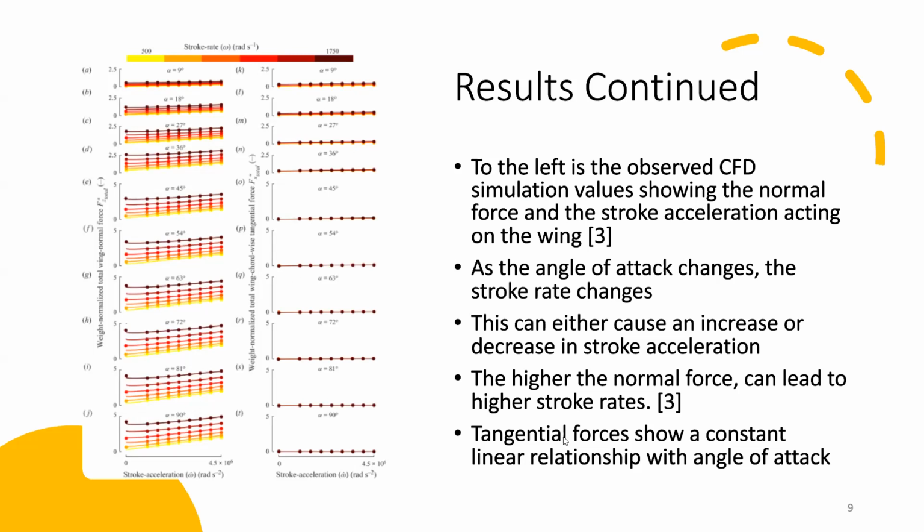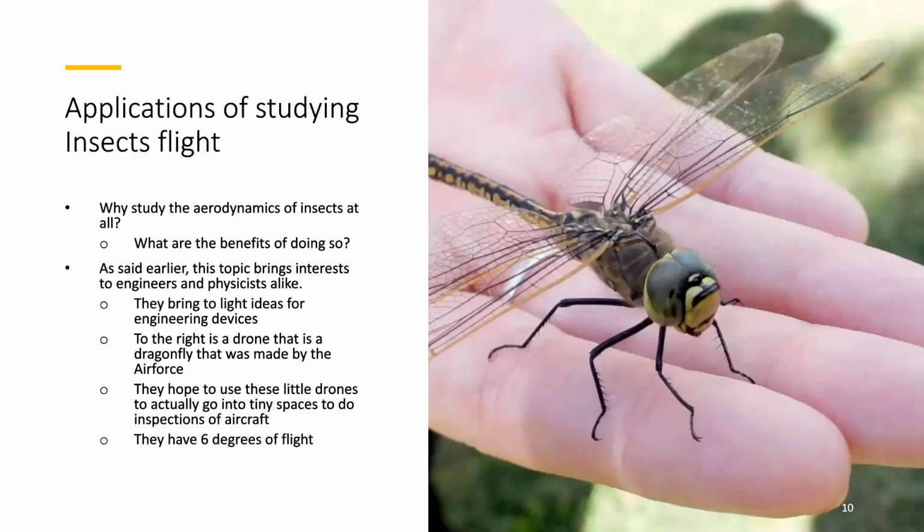And you can also see that tangential forces show a constant linear relationship with the angle of attack, meaning that if the tangential forces were acting on the wing at various angles, it did not dictate if there was an increase or decrease in the force itself.